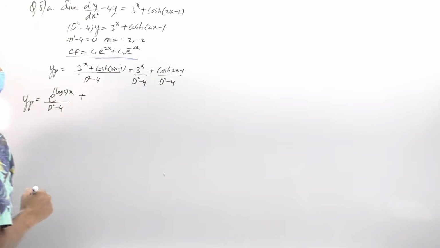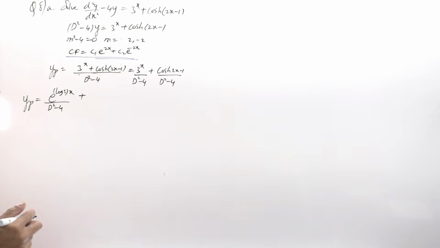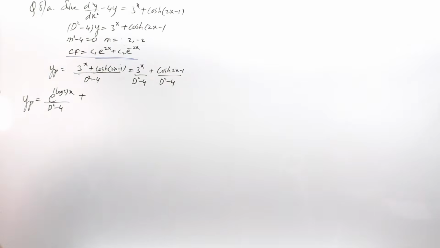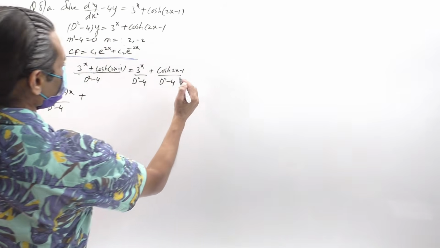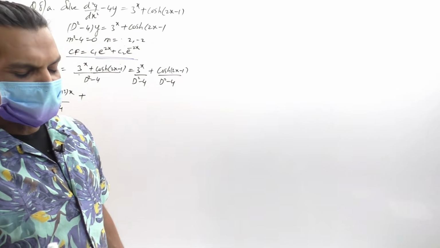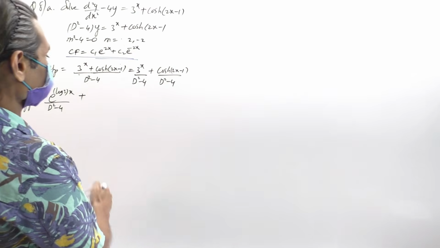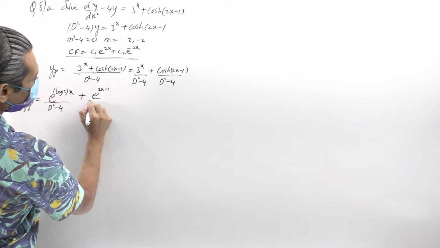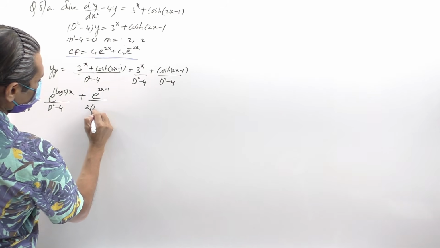And again, cos hyperbolic is also a type 1 exponential function. See, only cos and sine are trigonometric. Type 2: cos hyperbolic 2x minus 1 is an exponential function, because the formula for cos hyperbolic x is e raised to x plus e raised to minus x, by 2. Remember it. So this will now again be e raised to 2x minus 1 upon 2 into D square minus 4.